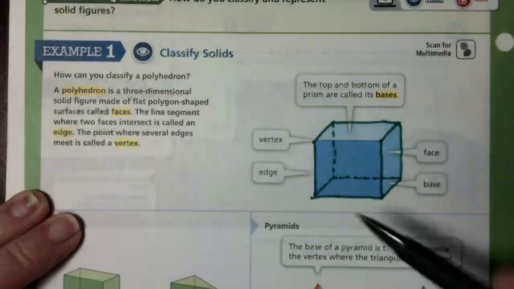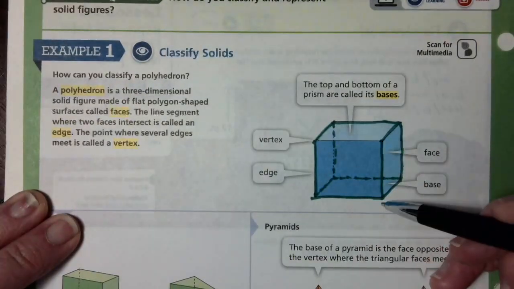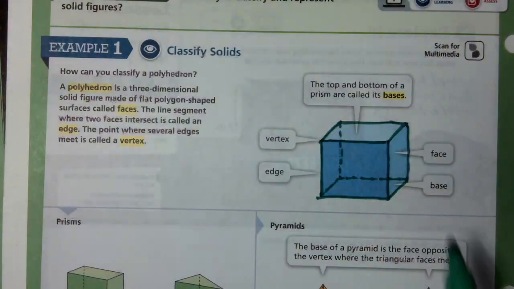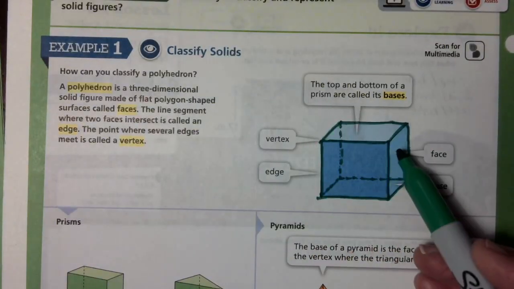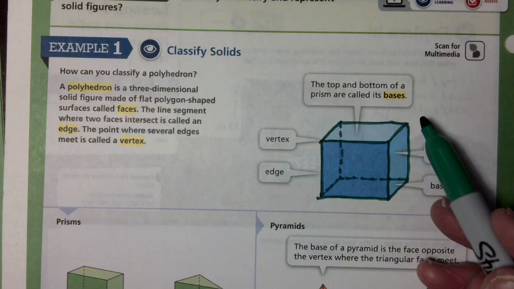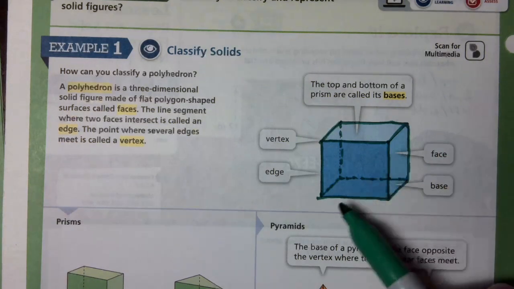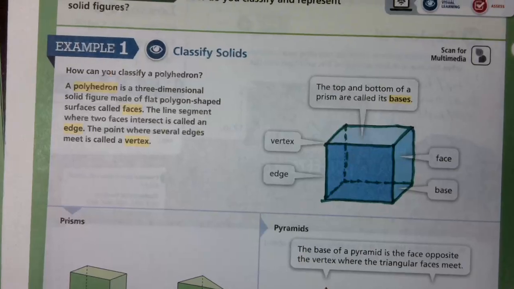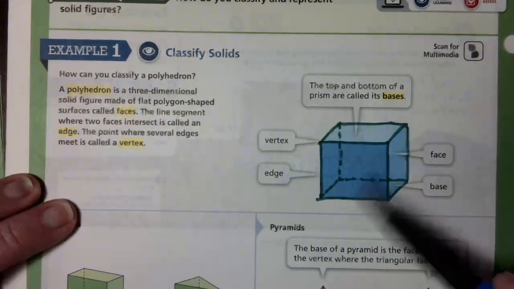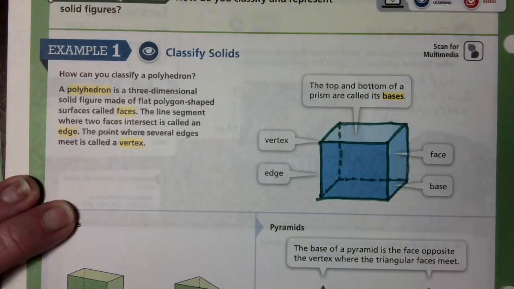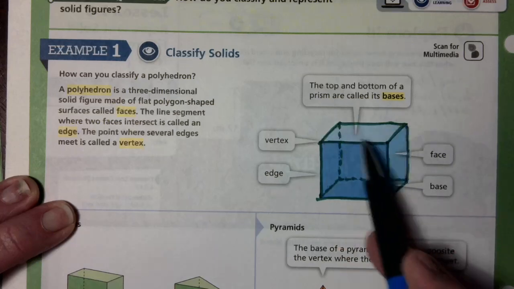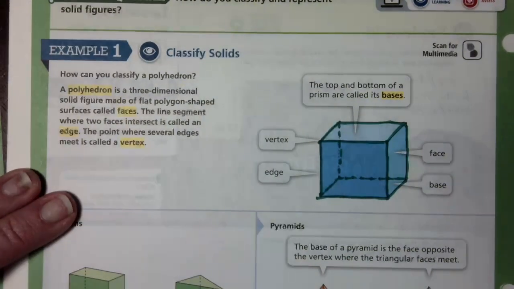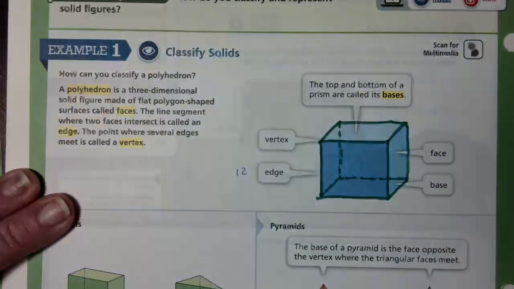Let's count them. There's 1, 2, 3, 4 vertical. There's 1, 2, 3, 4 on the top. So that's up to 12. And there's 1, 2, 3, 4 on the bottom. So, what did I say? 1, 2, 3, 4 vertical ones. 1, 2, 3, 4 on the top. 1, 2, 3, 4. So 3 times 4 is, there's 12 edges.